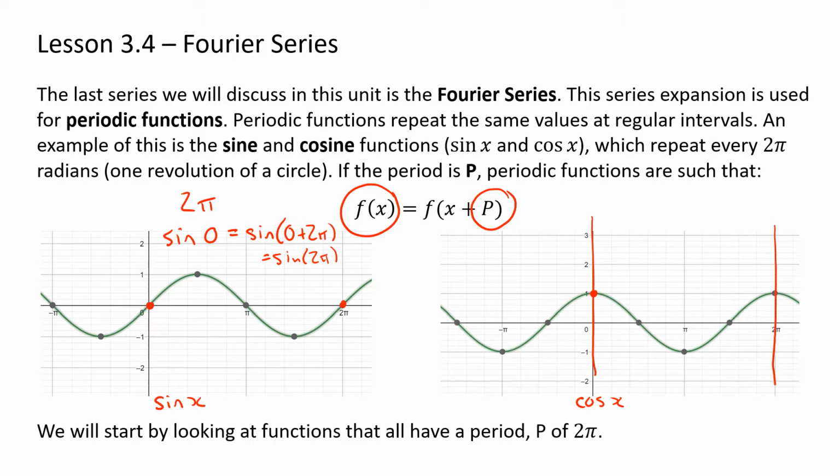What the Fourier series is going to do is expand out functions in relation to sine and cosine, and we're going to get into how that affects it in a second. Okay, so we're going to start this lesson, and all of our periods will match what sine and cosine have, which is a period of 2 pi. Okay, we'll get into other examples later on.